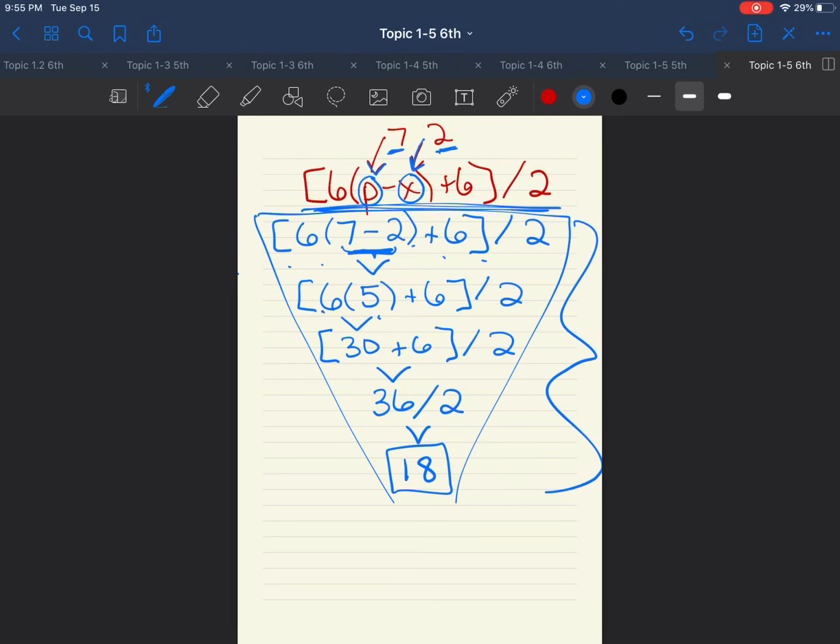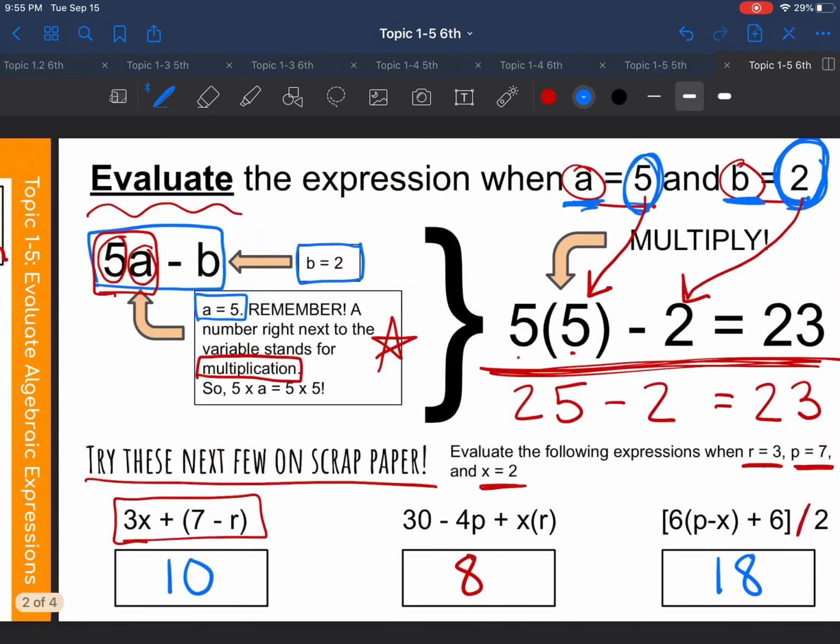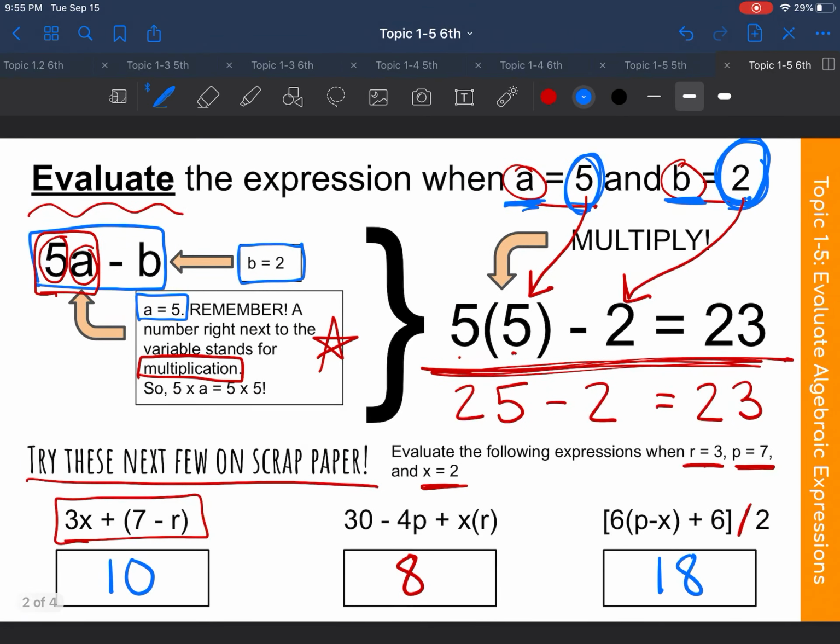All right, so attached to this Edpuzzle is going to be a Google form with some more problems for you to practice substituting in values for certain variables and solving.